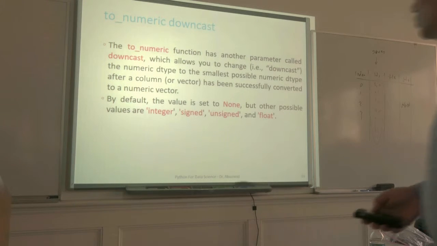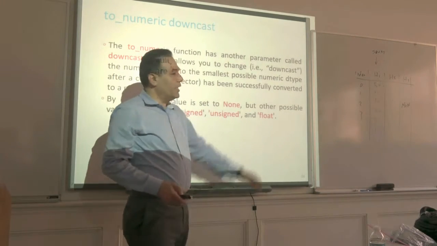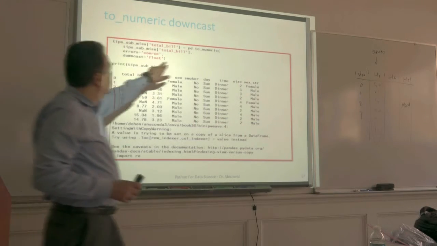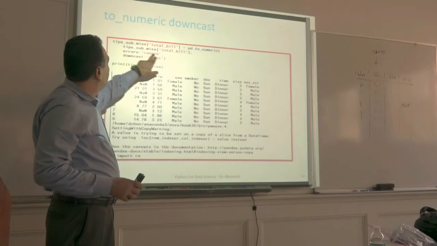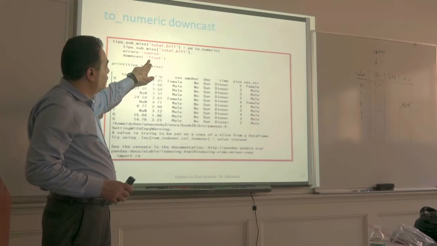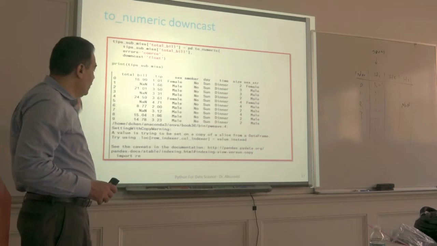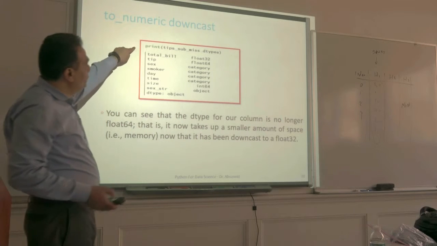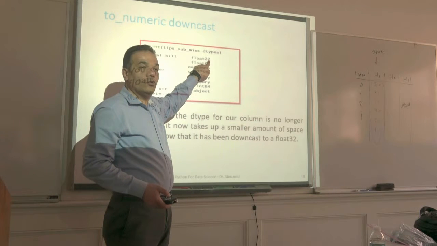So we could use to_numeric. You could change it to integer, signed, and float. Let's take an example. So to_numeric, okay, total, errors coerce, and downcast to a float. Downcast to a float, that's float 64 will be 32. So now if I do the types, print, and here it became float 32.